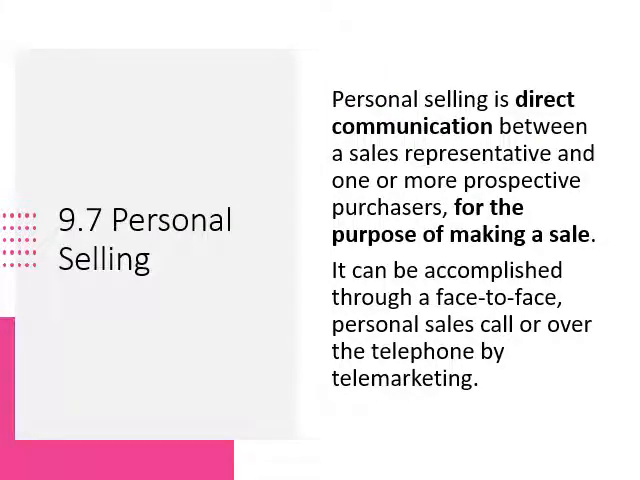The last part of this chapter is on personal selling, which is the fourth promotional mix. Remember you have advertisement, you have sales promotion, and then just now you learned on public relations. And now this is personal selling. Personal selling is direct communication between a sales representative or salesperson, a salesgirl or salesman, and one or more prospective purchasers for the purpose of making a sale. It can be accomplished face-to-face, where you meet one another, or through phone calls, by telemarketers or telemarketing effort.